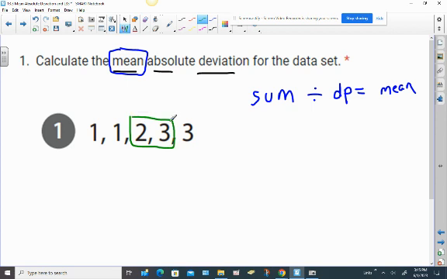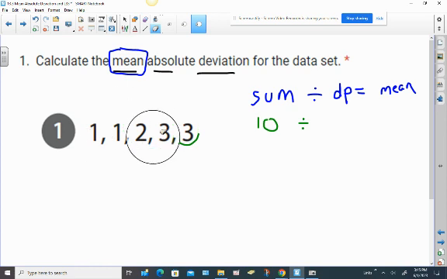So that's 5. And then 3 plus 2 is 5. So that ends up being 10, right? The sum of the numbers is 10. We have to divide by how many there are. So if we count how many values there are, we have 1, 2, 3, 4, 5 data points. And that means the mean would be 2.